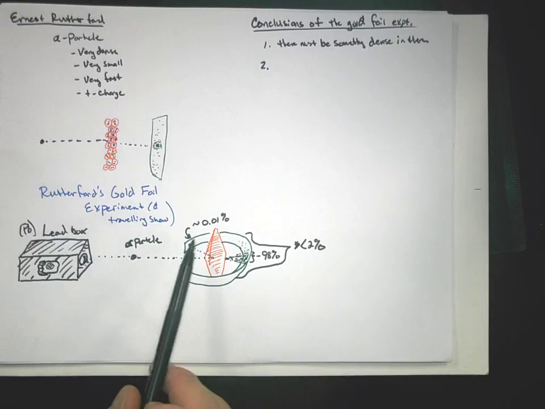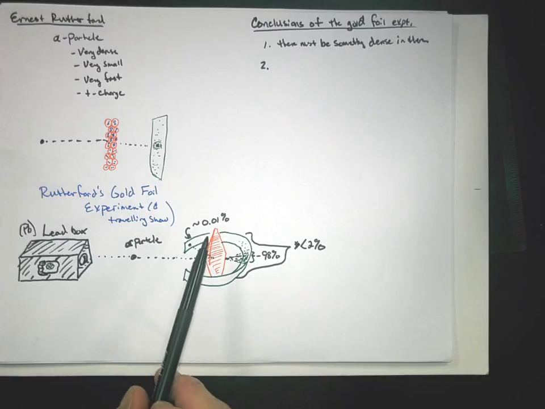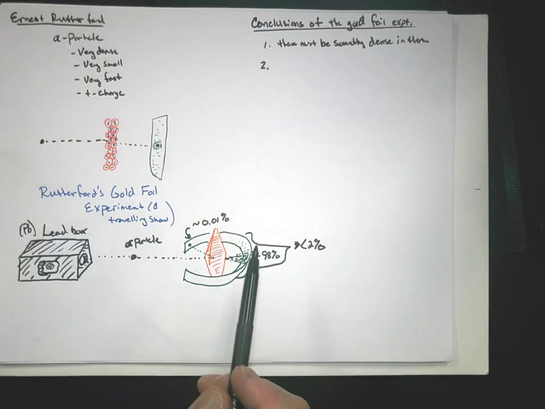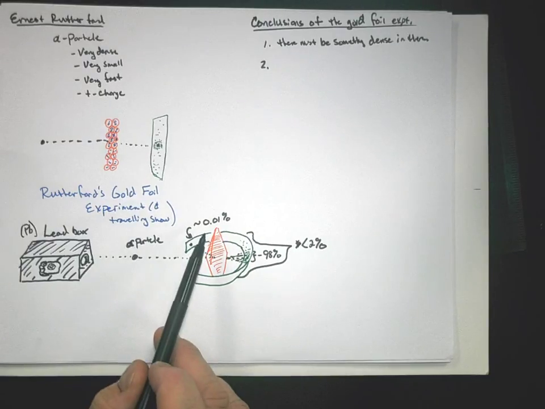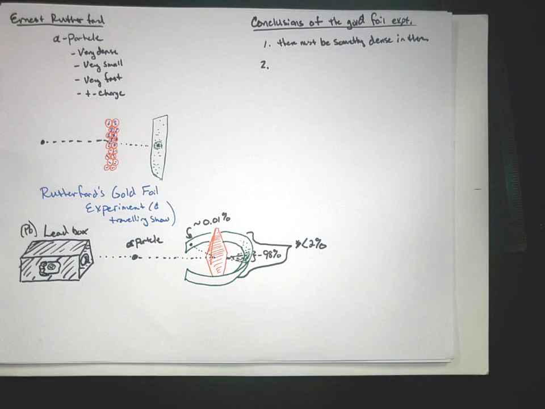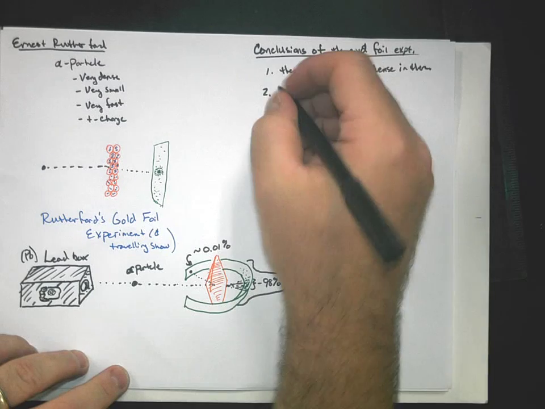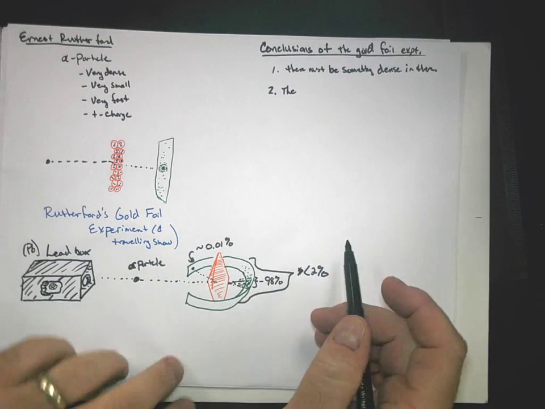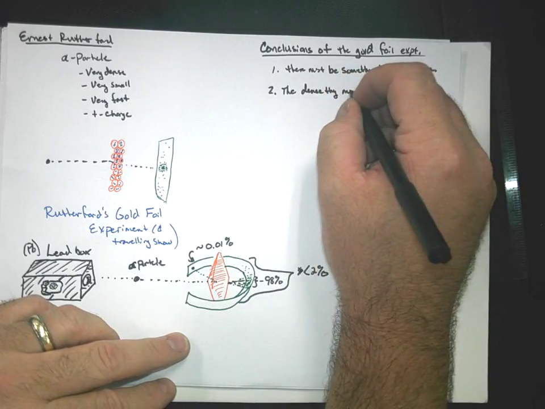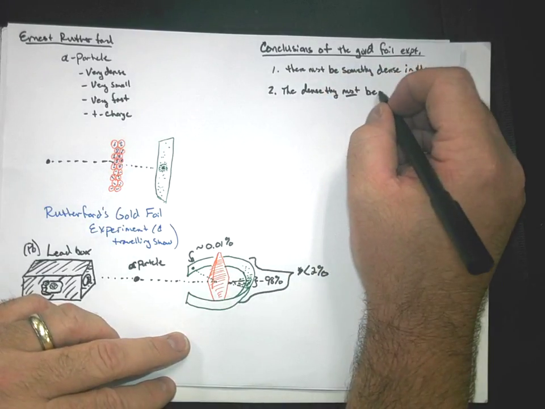Why would there only be 0.001% actually bouncing back? How often was an alpha particle hitting something of that density? Every time? Well, this is actually 1 out of every 10,000. So what can you tell me about the thing that it's hitting? It's very small. The dense thing must be very small.